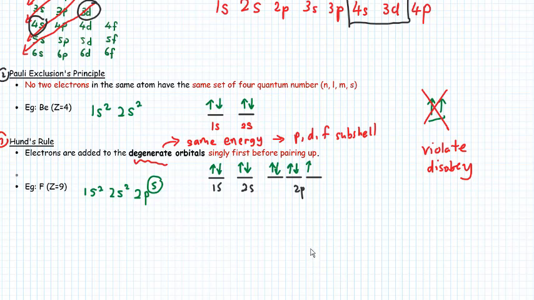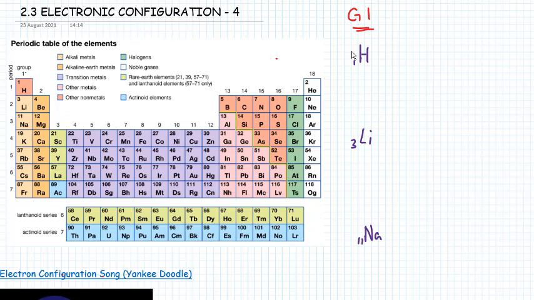All these three rules, the Aufbau principle, the Pauli exclusion principle, and Hund's rule, are used all the time for you to construct an electronic configuration and also the orbital diagram. The diagram over here shows the periodic table for all the elements that we are going to learn. Elements in the periodic table are arranged according to their proton number or atomic number. Hydrogen has proton number 1, which means hydrogen only has 1 electron, followed by helium with proton number 2, and then 3 for lithium, 4 for beryllium, 5 for boron, and so on.